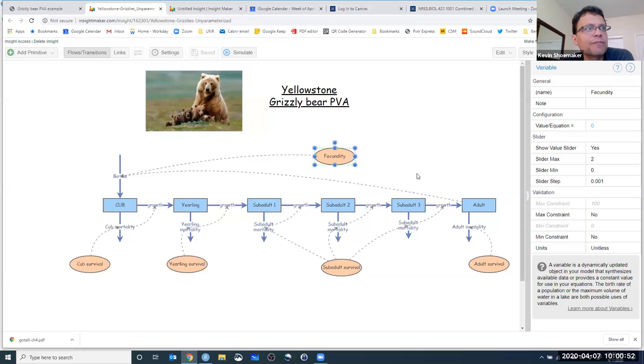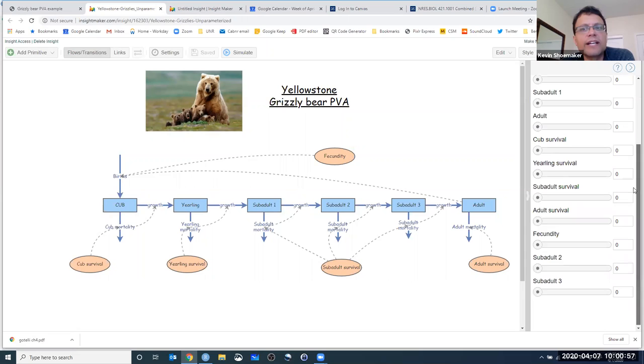Now, in this model, you'll see that all the vital rates are zero, right? And the reason is because I want you to put numbers on these vital rates. I want you to be able to go into the table of estimated fecundity and survival and put those values in yourself, just so you get familiar with parameterizing a population model. When we say parameterizing, we just mean put real numbers on the variables that are important for that model.